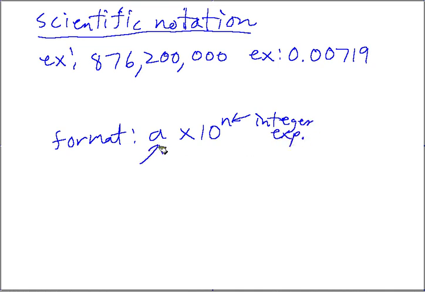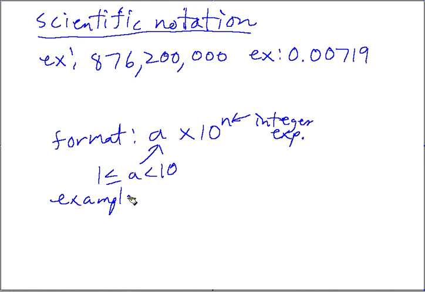a is a number between 1 and 10. Let me write it this way: 1 less than or equal to a less than 10. So what this means is that a can be as low as 1, but it must always be strictly less than 10. For example, can a be 9.99? Yes, it can, because 9.99 is still less than 10. a cannot be 10. a can be as low as 1.